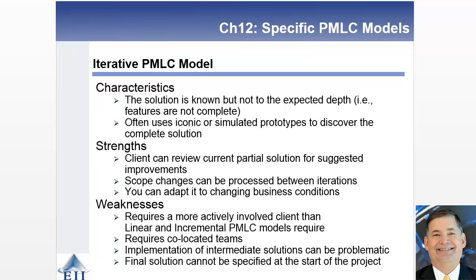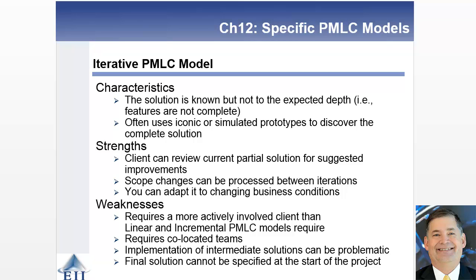Here are the characteristics associated with the iterative project management lifecycle model. So again, we've talked about this. The solution is known, but not to the depth that you need to solve the problem. The client can review partial solutions and will be involved in the project. Scope changes are going to be part of the iterations, and you can incorporate those in, so learning can take place, adaptation can take place, and you can adapt to the business conditions that you're operating in.